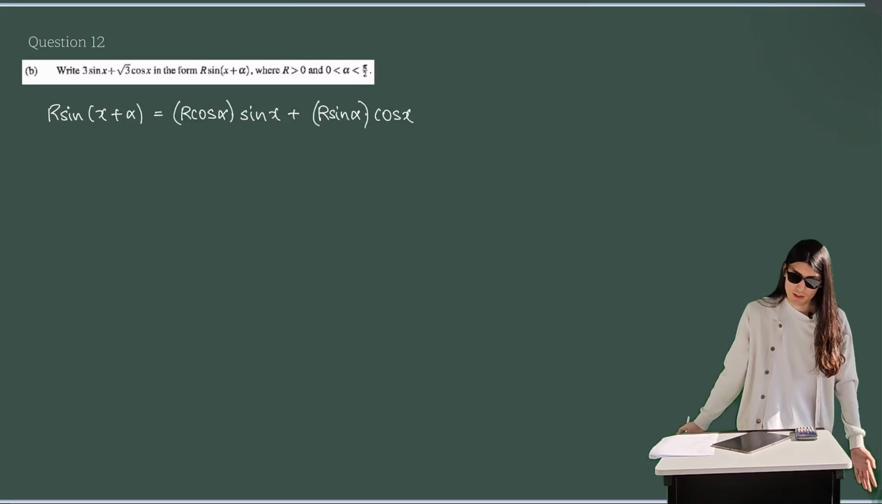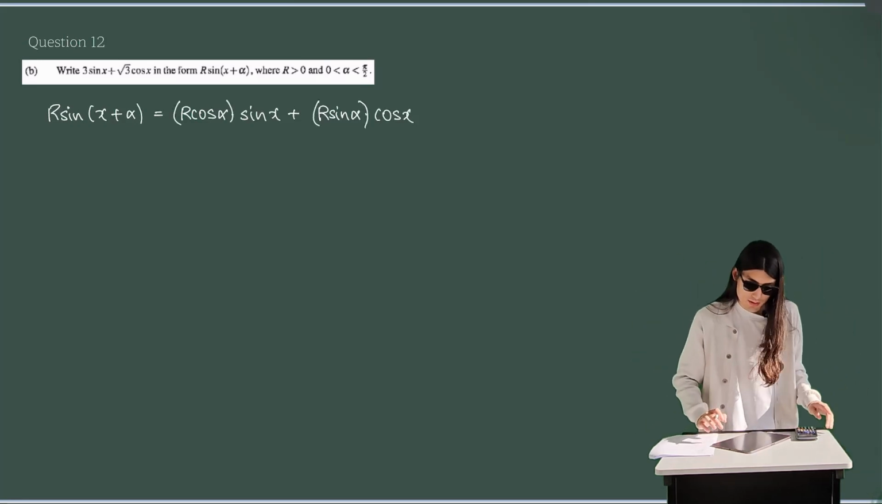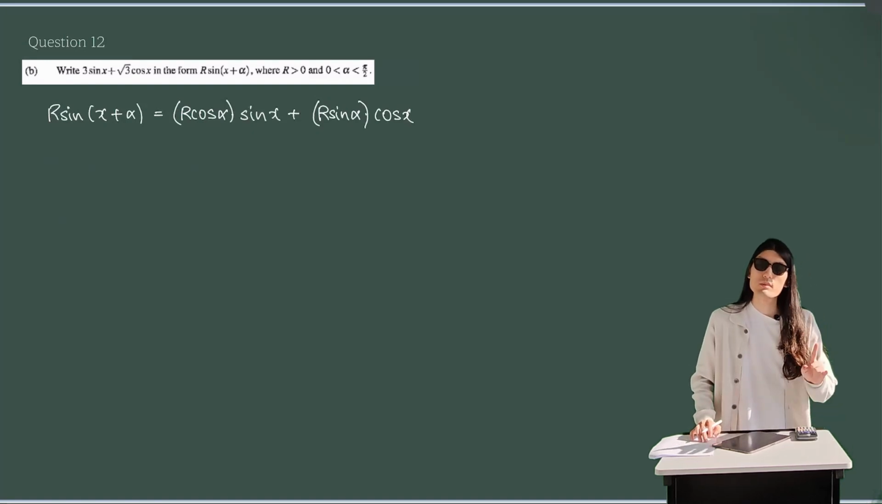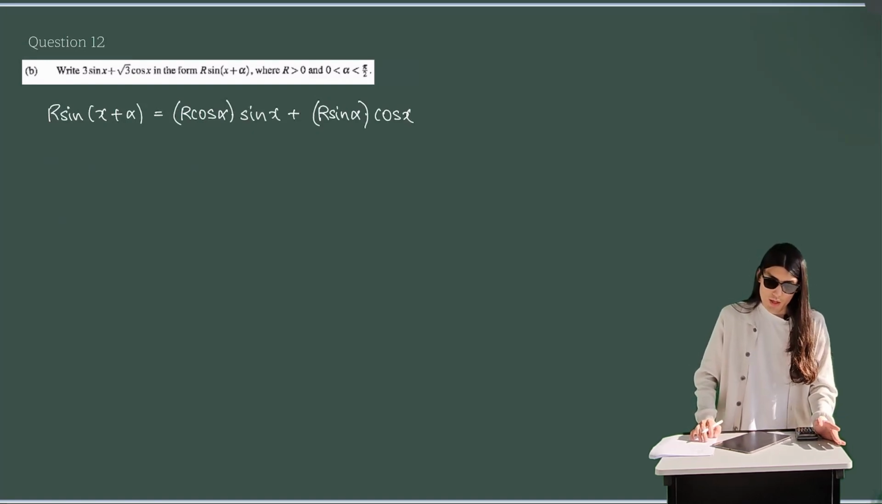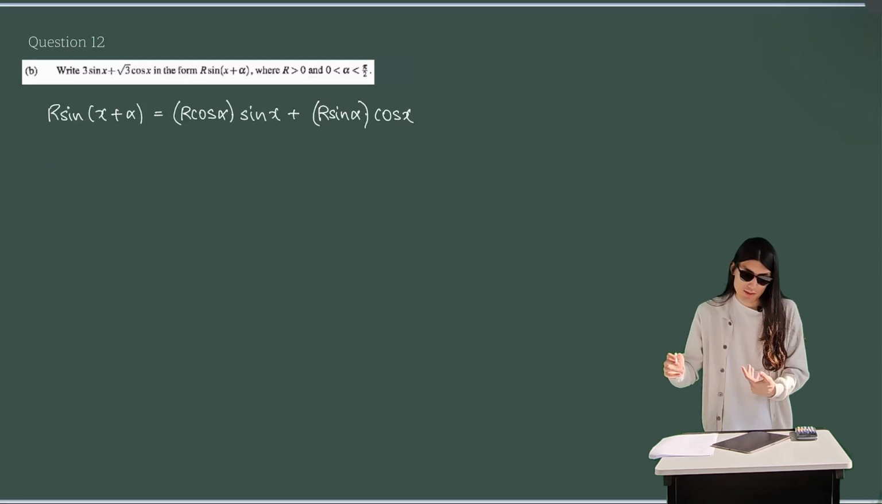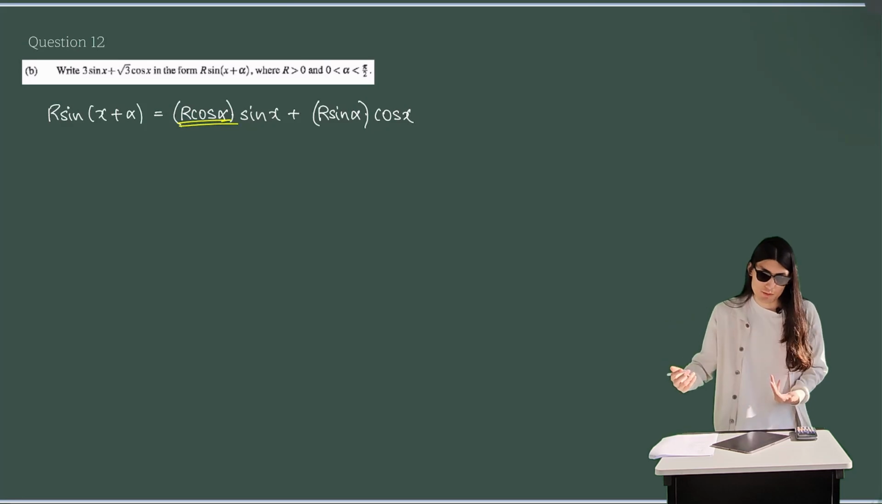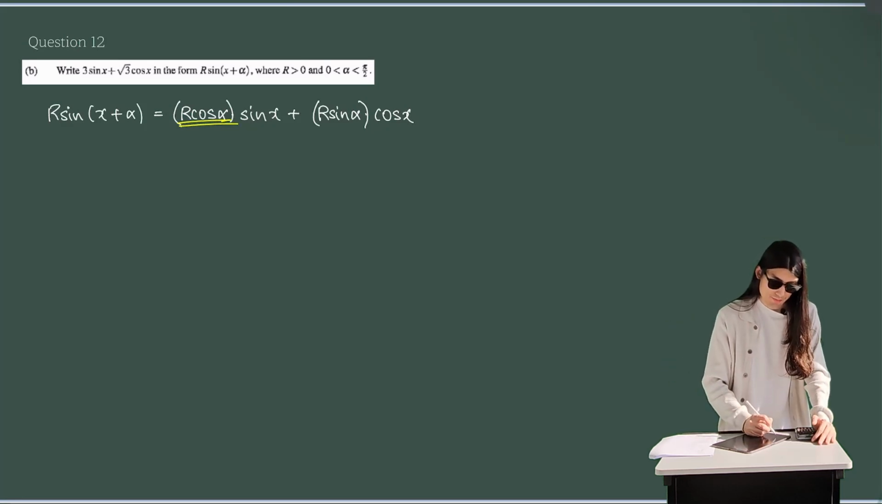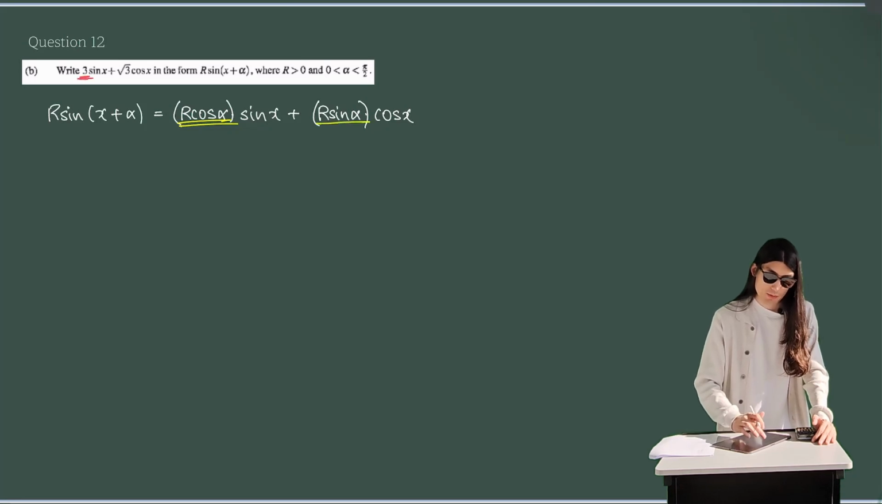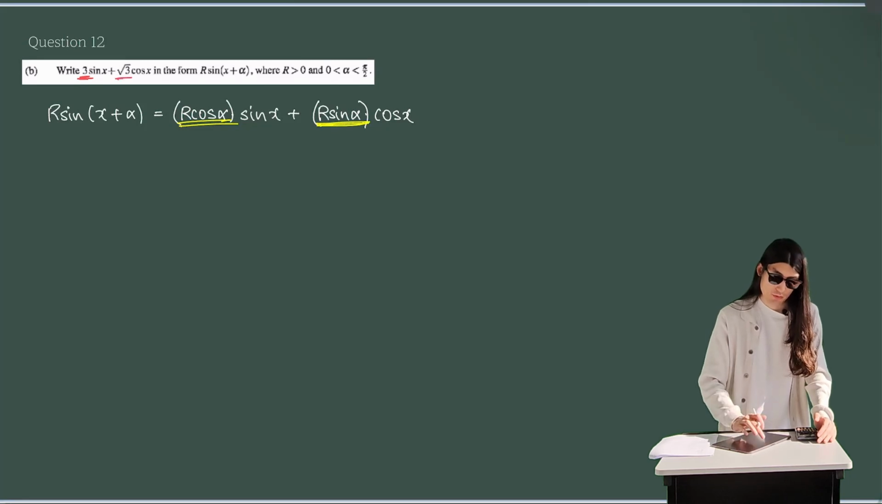Okay, so what's the takeaway from that first line that I've written down? The takeaway is that with these trigonometric transformation questions, you begin from the compound angle formula. And why did I put brackets around r cosine alpha and r sine alpha? Because the r cosine alpha is meant to be my so-called coefficient for sine x, which needs to be 3 in this question. Similarly, r sine alpha is meant to be the coefficient of my cosine x, which in this question is meant to be root 3.